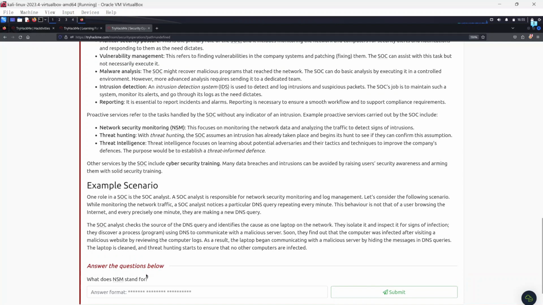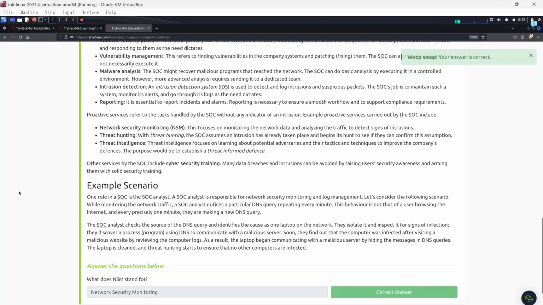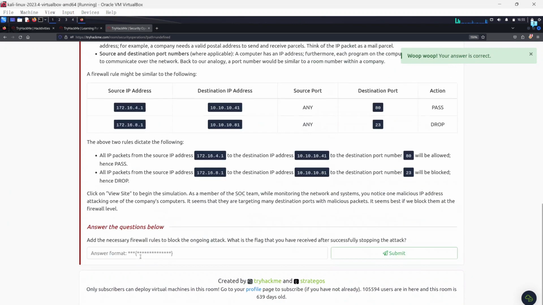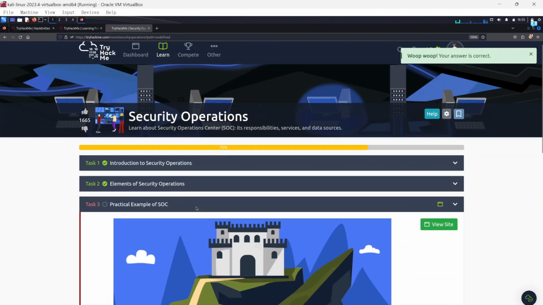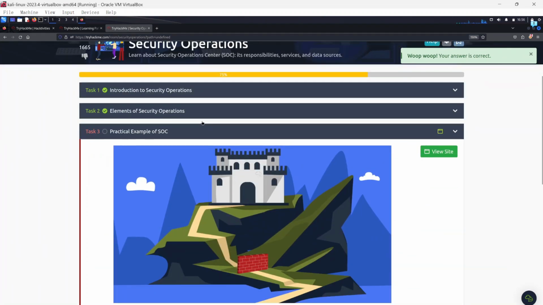Okay, all right. Now, what does NSM stand for? That should be network security monitoring. Yes, network security monitoring. That should be the correct answer. Good. And lastly, practical example. Task tree, a practical example of SOC.